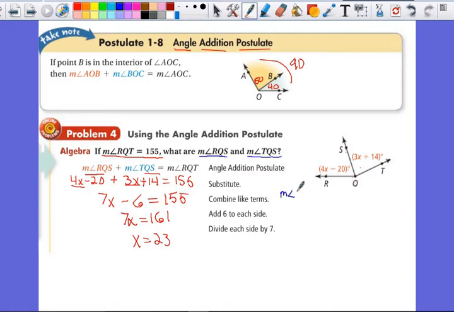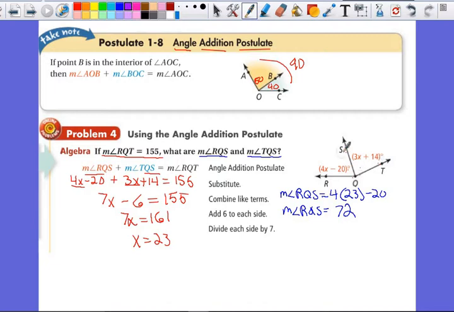So if I'm finding the measure of angle RQS, I'm going to take 4, take that x out and put 23 in, and then subtract 20. So when we do that, we get that the measure of RQS equals 4 times 23, which is 92. 92 minus 20 would give us 72. All right? Now, we also got to solve for TQS.